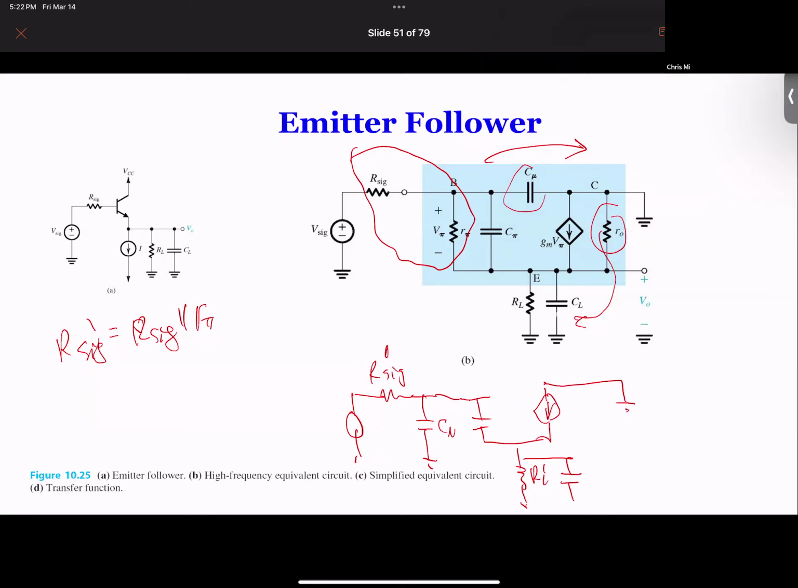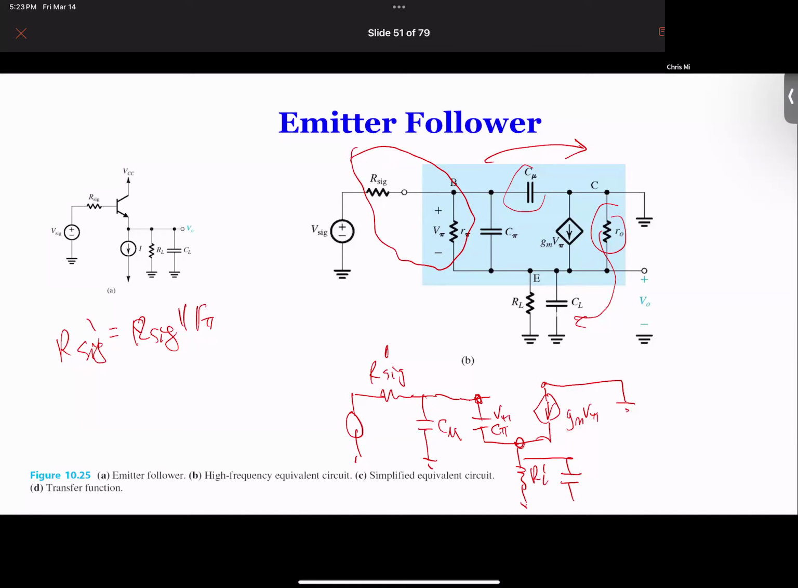And then here we have a ground. So this is gm and Vπ, and this is Vπ. Again, the careful thing is that this Cμ is not in parallel with this Cπ. Cμ is actually connected to ground. And then you have two nodes here, one node here and one node here. So basically write the nodal equations, except this Rsig becomes Rsig prime, everything else is identical.